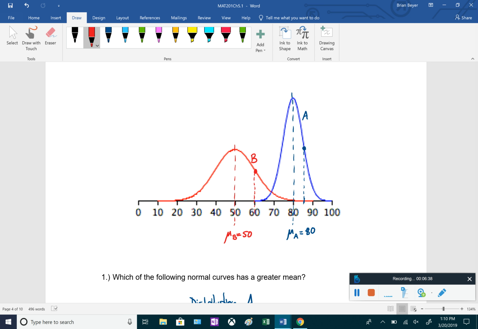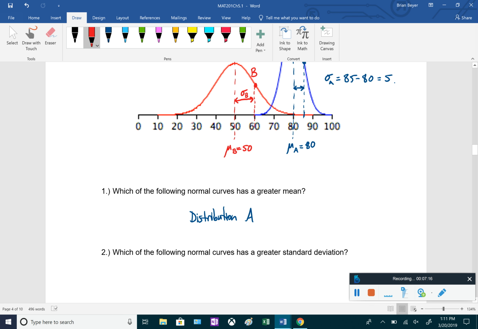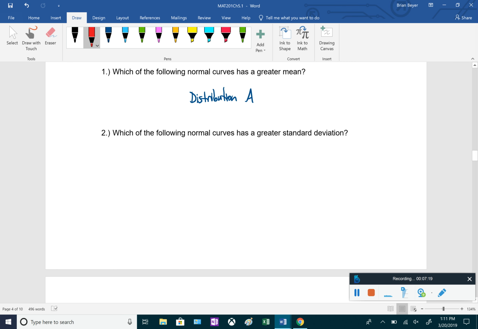So for B, this distance is sigma. And for A, this distance is sigma. So I'm going to say sigma A is going to be approximately, it looks like it goes from 80 to 85. So 85 minus 80, that looks like a distance of 5. And for sigma B, the standard deviation for distribution B, it goes from 50 to 60, so I'll say about 10. So we want to know which one was larger, and that's going to be distribution B.